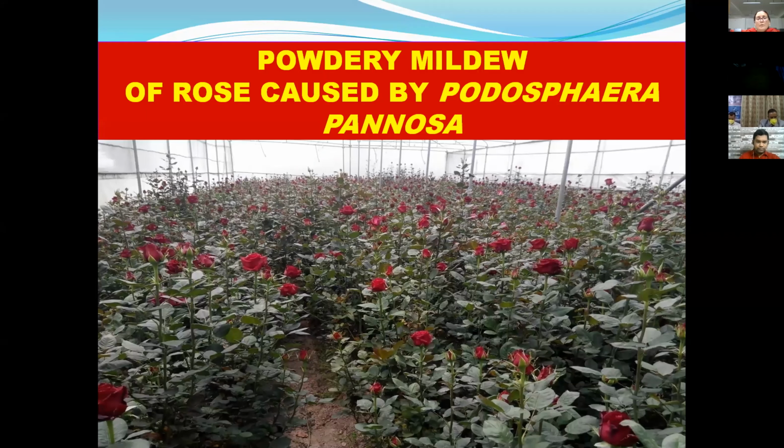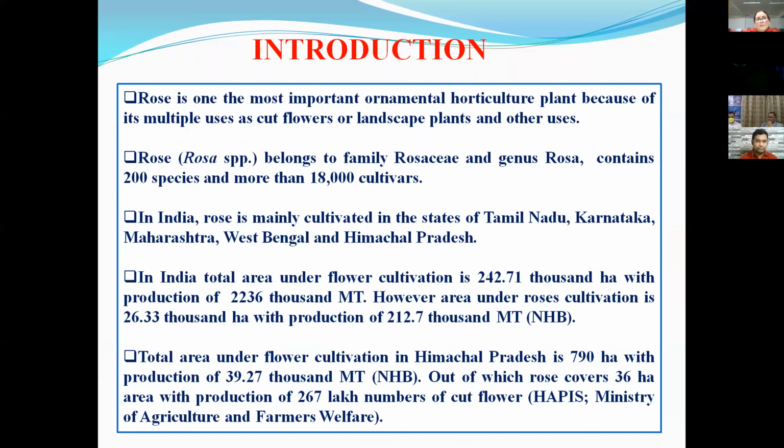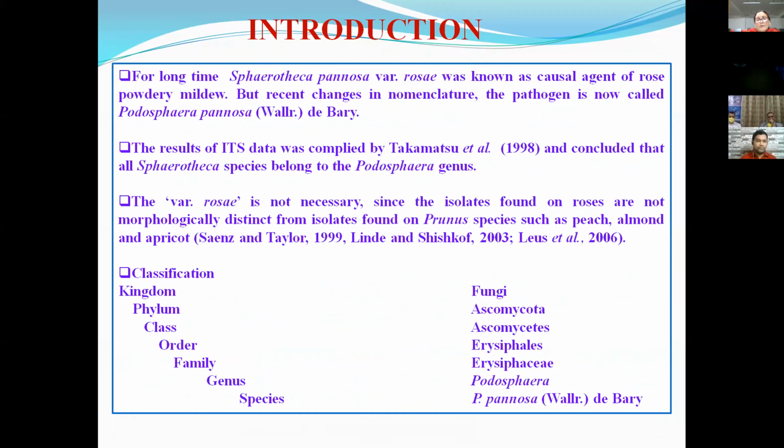Now next is our powdery mildew. This is a very serious and major disease of roses, and Podosphaera pannosa is the causal agent. Roses, as we know, are the number one flower as far as aesthetic value is concerned, and they are grown in many places in India. Earlier we used to say that Sphaerotheca pannosa var. rosae was the causal agent, but now, on the ITS basis, it has been changed to Podosphaera pannosa.